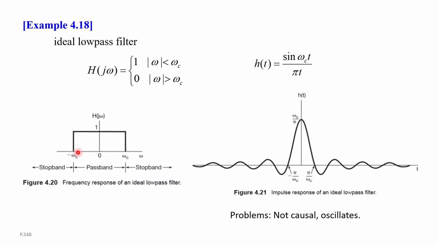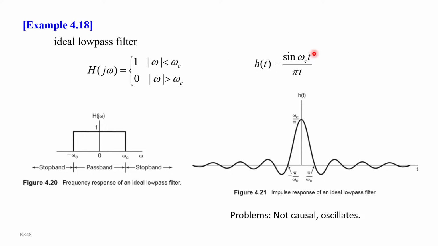Just a reminder, this range from minus omega c to omega c is called the passband, and because the value is 1, those frequencies will just pass through. Outside is called the stop band. Mathematically this is just a square wave signal, and we know the inverse Fourier transform of this. We've seen this quite a few times. You have a square wave here, then the corresponding Fourier transform will be the sinc function.